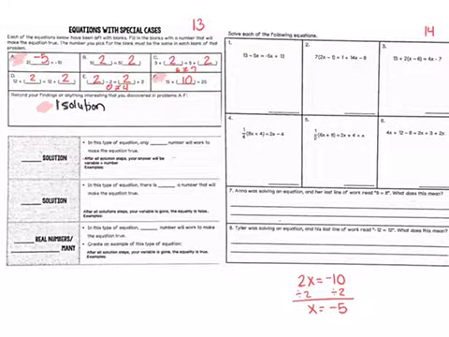For problems like, let's see, B or D, these have infinitely many solutions. We could test all sorts of things here, and we would have answers that match on both sides of the equal sign.